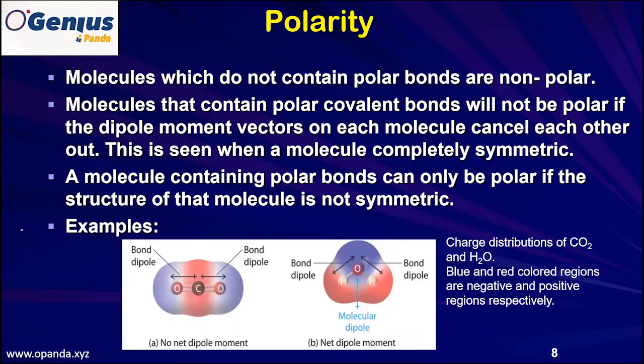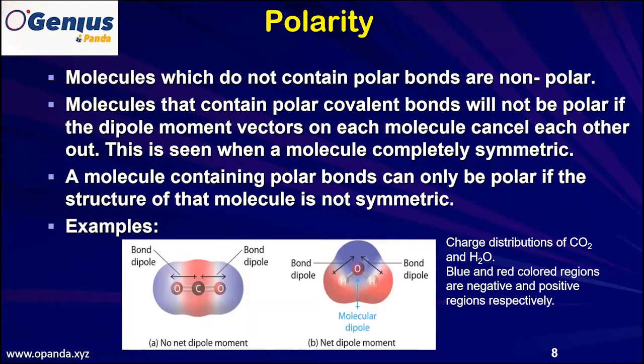Molecules which do not contain polar bonds are nonpolar automatically. If the bonds are nonpolar, then the molecule is automatically nonpolar. The molecule will only be polar if it contains some polar bonds, which will give a dipole moment of the molecule which is not zero. Molecules that contain polar covalent bonds will not be polar if the dipole moment vectors on each molecule cancel each other out. This is seen when a molecule is completely symmetrical. I will explain this. A molecule containing polar bonds can only be polar if the structure of that molecule is not symmetrical.